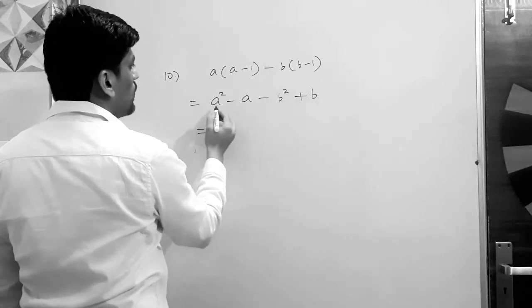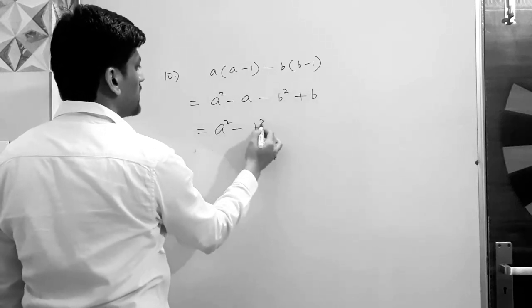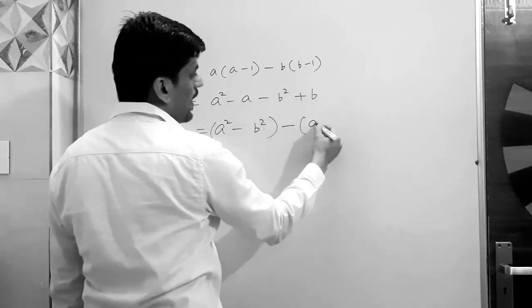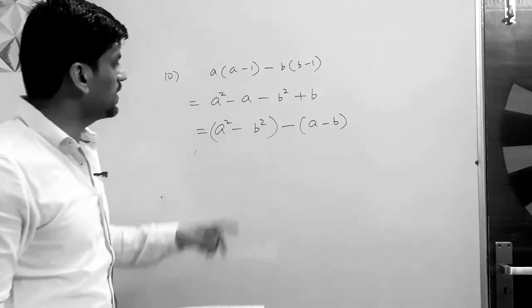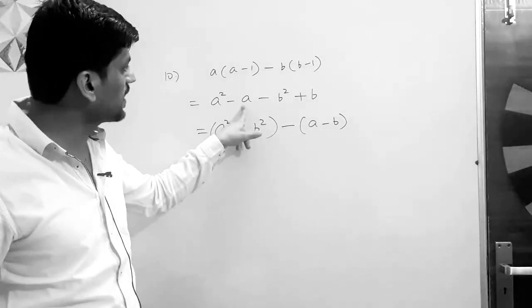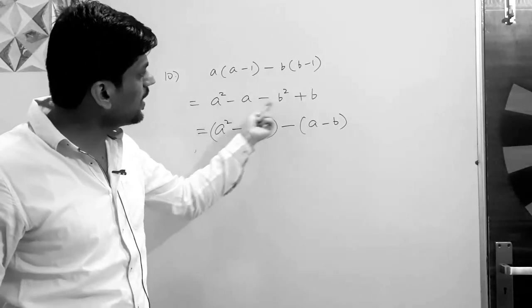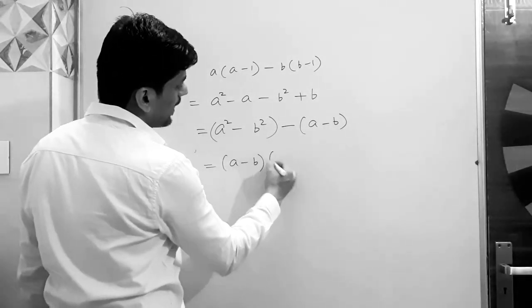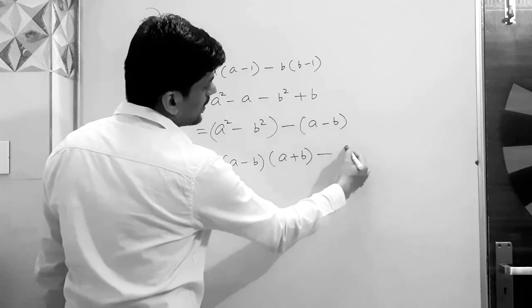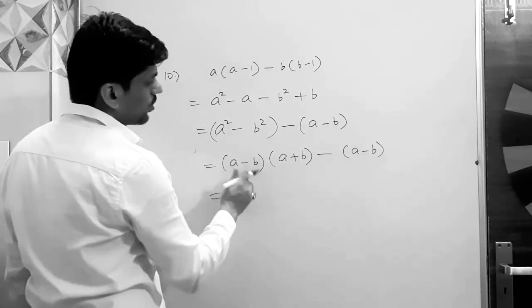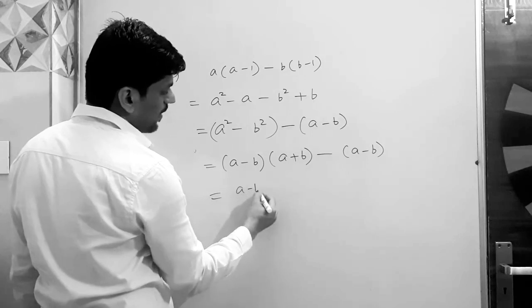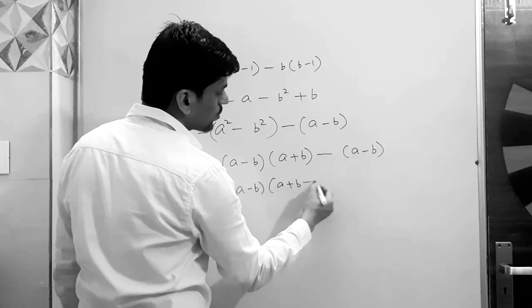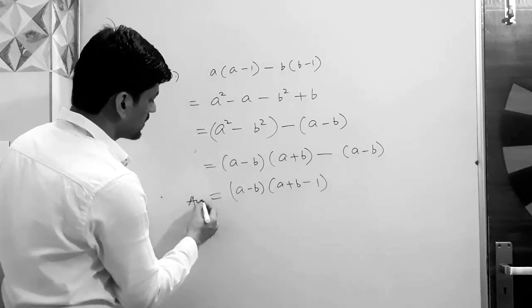Now a square minus b square can be written like this, a square minus b square, and here it is minus a plus b. So take out minus common, and this will be a minus b. A square minus b square is a minus b times a plus b, and here it is a minus b. So from these two we can take common a minus b easily. So we have a plus b as it is, and minus this is common, so it will become 1. So that is your answer.